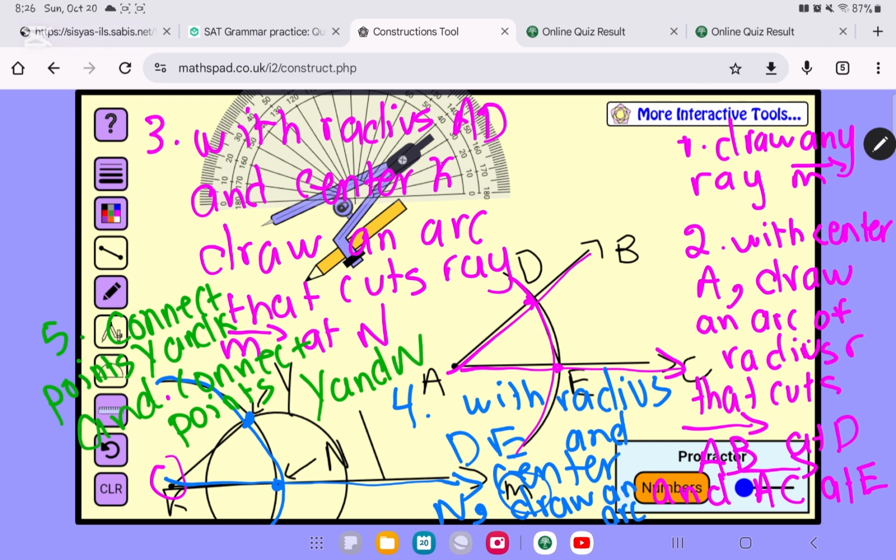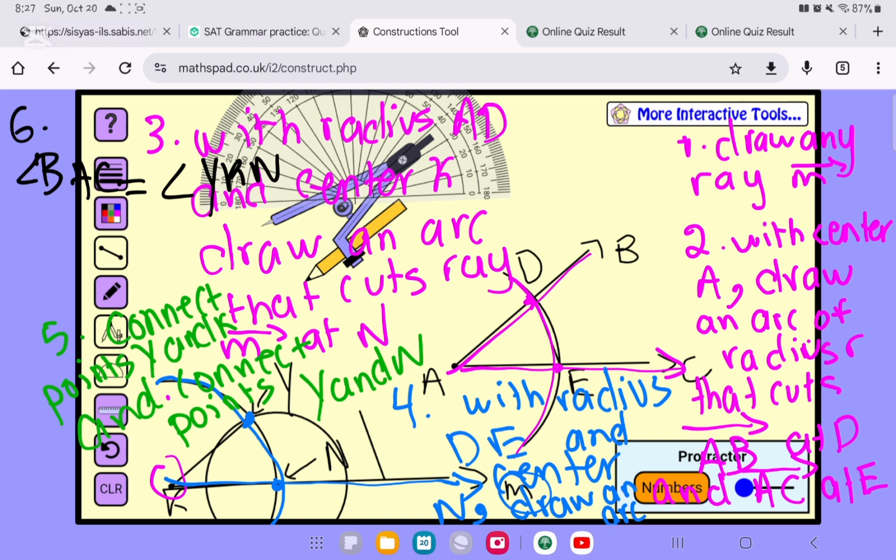And then finally, the result. Let me write it over here. The result, we get that the angle BAC is equal to the angle YKN. So, first step, we're gonna draw any ray M. Second step, with center A, we're gonna draw an arc of radius R.